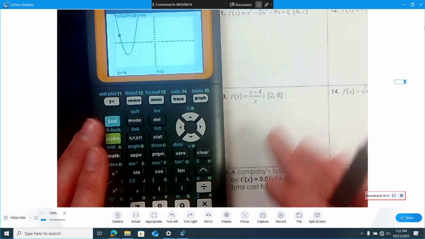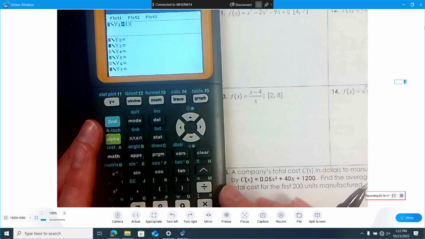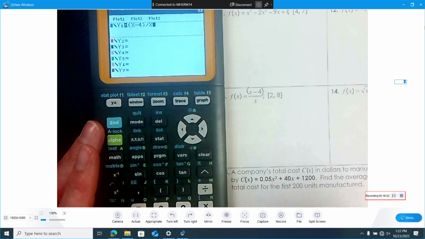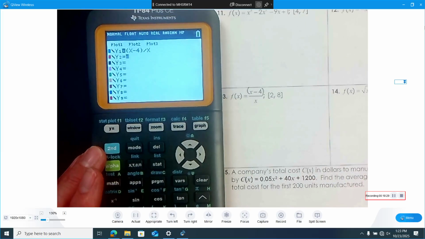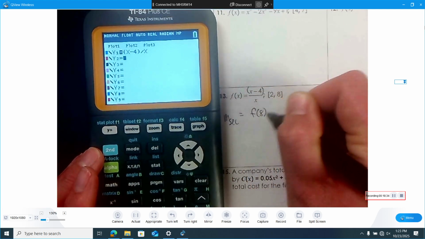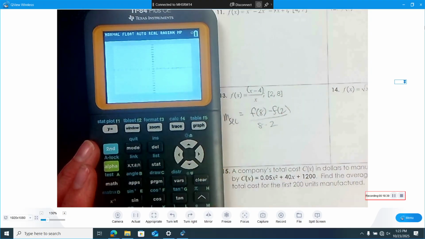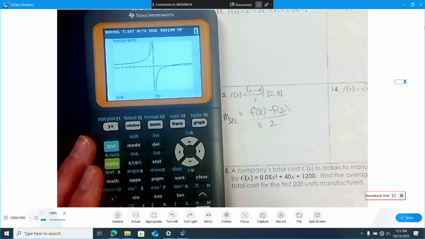Okay, so let's do 13 and 14. So I'm going to type in here. Now, you guys like to do the whole fraction thing. I just use parentheses. When you have a fraction, if you just put parentheses around your numerator and your denominator, it works great. Okay, so the slope of the secant is f of 8 minus f of 2 over 8 minus 2. I'm going to graph that. Rational fractional function. And then I'm going to do trace, and now I can type in my values.